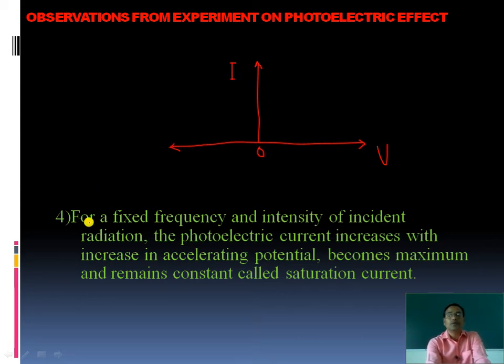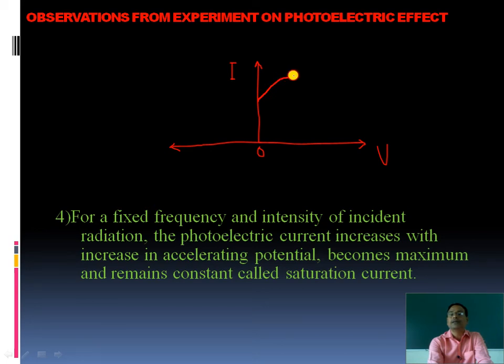See here carefully now. For a fixed frequency and intensity, meaning the frequency of incident light, greater than the threshold frequency, is kept constant, and the intensity, that is the number of photons incident per unit time per unit area, is kept constant. What do we have to change? Photoelectric current increases with increase in accelerating potential. Even when the potential is 0, there is some photoelectric current, and beyond this value, if we go on increasing the potential, the current also increases like this.